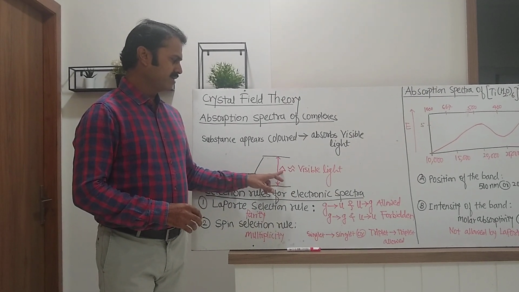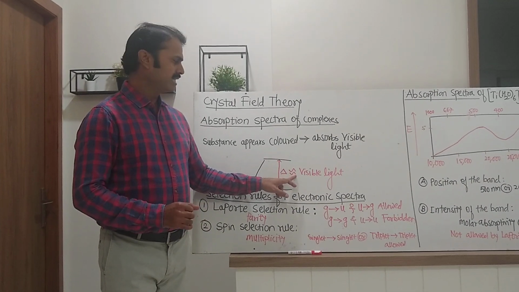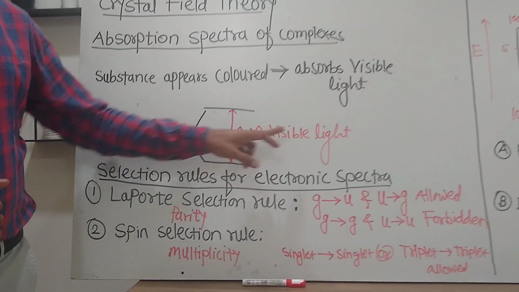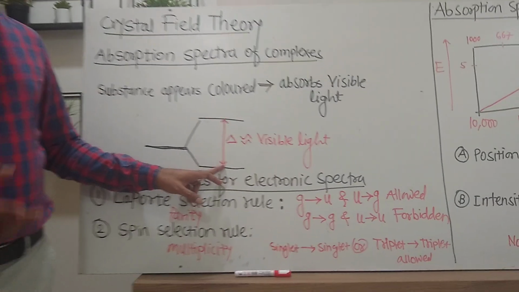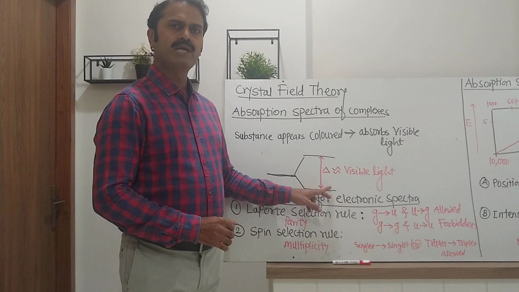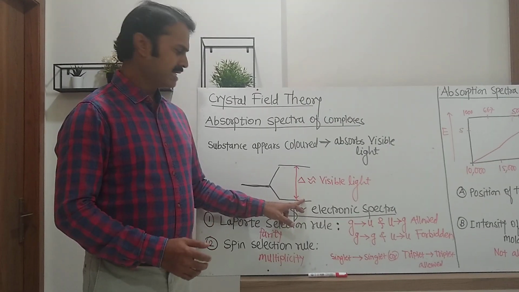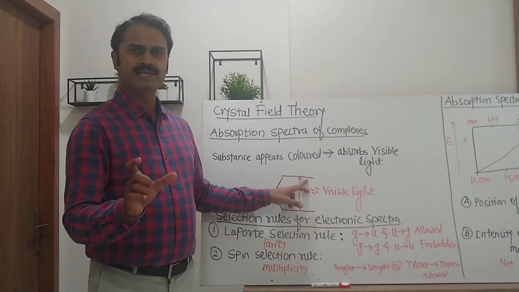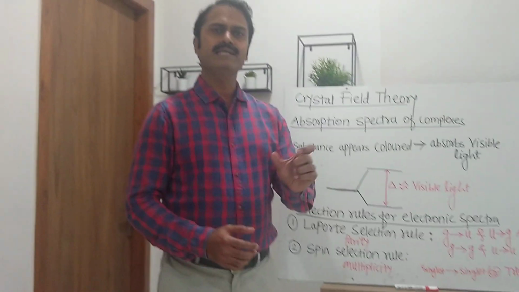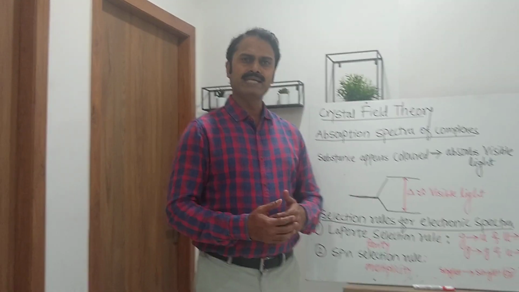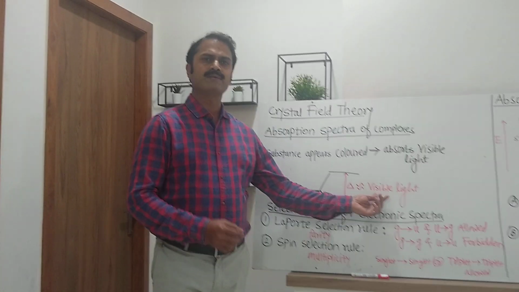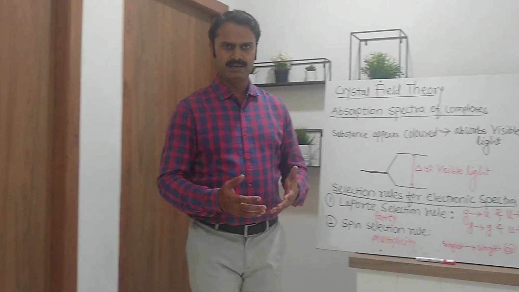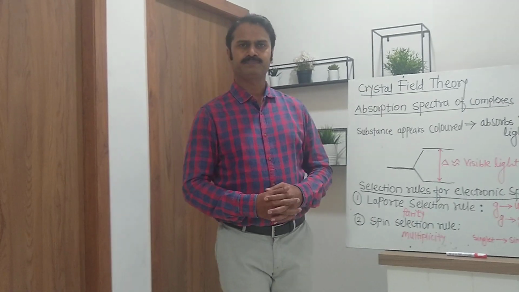The crystal field splitting energy is nearly equal to the energy of visible light. Therefore, complexes absorb visible light and electrons present in the lower d orbital undergo excitation from lower d to higher d. This electronic transition is also known as dd transition. During dd transition, absorption of visible light takes place and therefore complexes appear colored or they show colored properties.